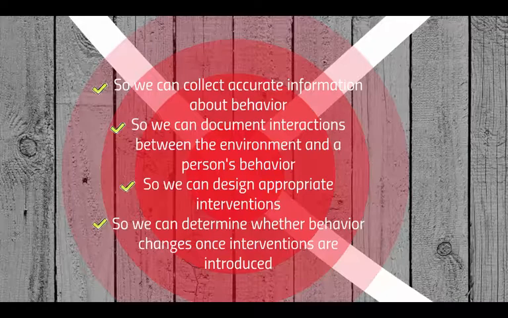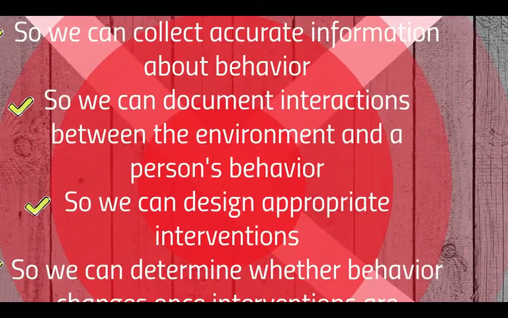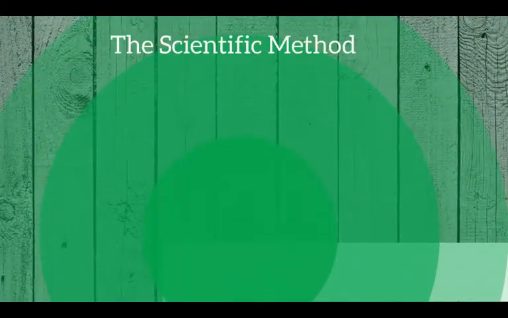We also do it so that we can document the interactions between the environment and a person's behavior. So the more clarity we have in terms of the behavior that we're looking at, the more clarity we have in terms of environmental events that may be impacting the individual, the better we will be at documenting those interactions. We also do it so we can design appropriate interventions and so that we can determine whether behavior changes once interventions are introduced. So these are the things we're trying to accomplish, and that's why it's so important to us to describe behavior with a great level of accuracy.